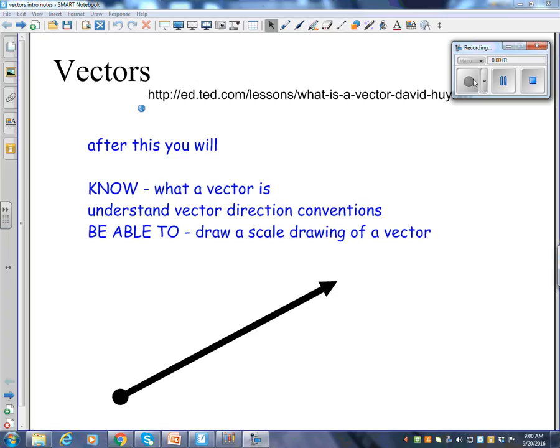Okay? So we're going to be dealing with vectors for probably the rest of this week. Vectors appear in just about every branch of physics that we're going to be dealing with in here. So this is not one of those teach it for a week and forget about it things. Vectors are always sort of underneath.